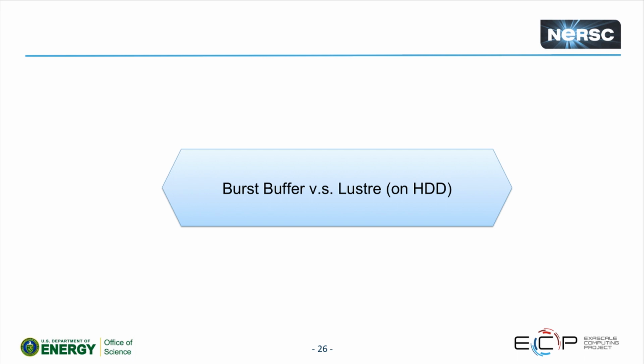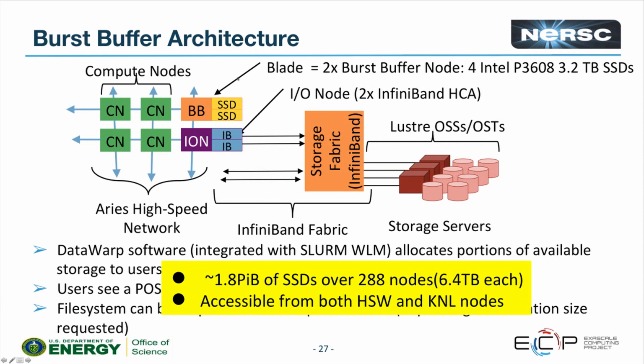The last section is about burst buffer. It will be very interesting because in the next hour, you will gain some hands-on experience with those burst buffers. So this is the basic architecture. On the right is our traditional Lustre file system, but nowadays we added these burst buffer nodes, connected with the HSN to Cori's compute nodes. And we have 288 nodes, 46.4 terabytes each.